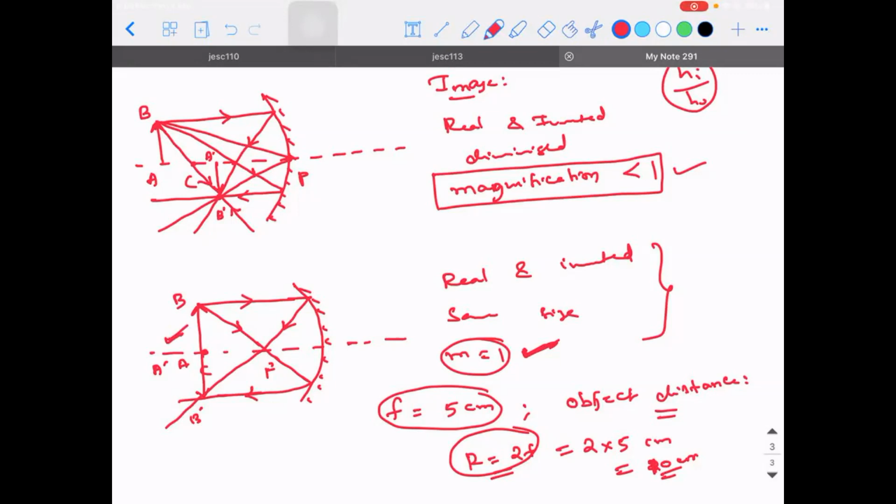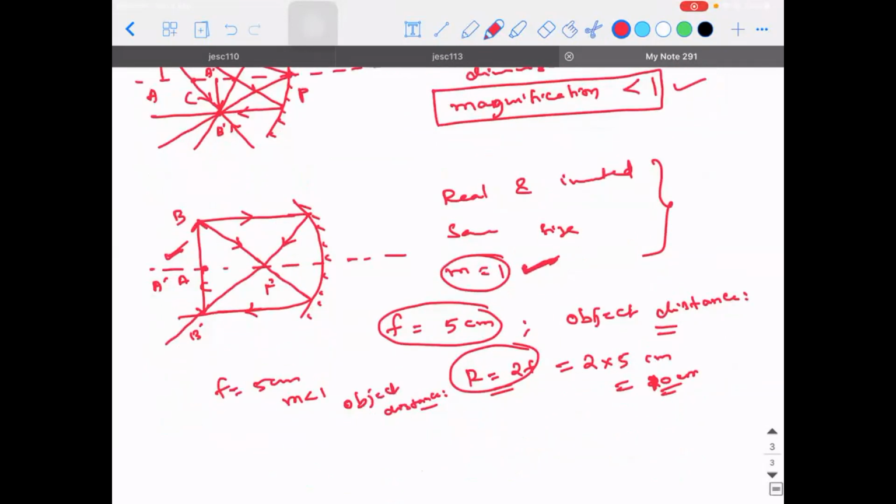Whereas if the same question is like this: the focal length of a concave mirror is 5 centimeters. The object is placed at a particular location where the magnification is less than 1. And I ask you the question, find the object distance. What is your answer going to be? I want the exact location of the object distance.